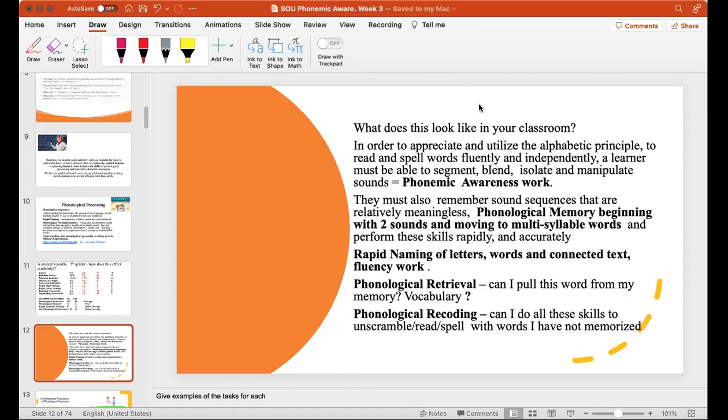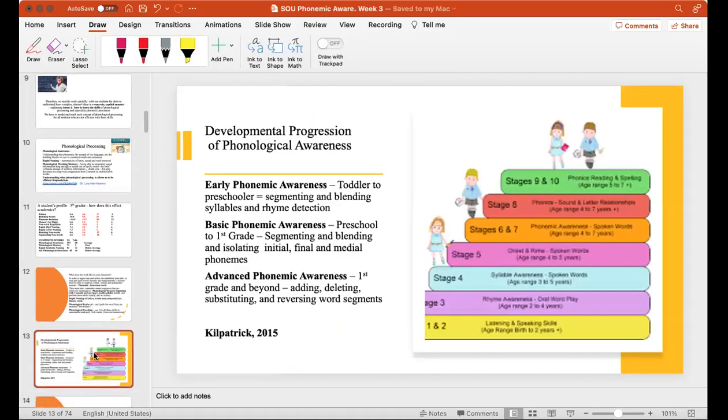If they have a difficult time with phonological retrieval, that means being able to retrieve those letters and sounds in their mind, you're going to see that they have difficulties with vocabulary. So here's an interesting idea, and this is very germane. There are real stages to the development of phonemic awareness.